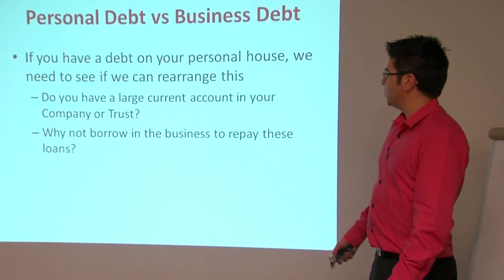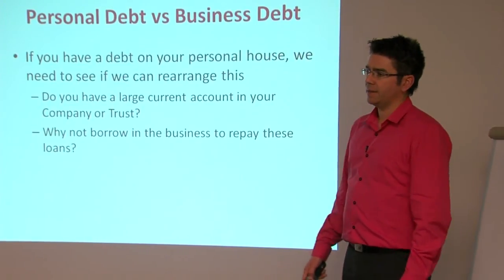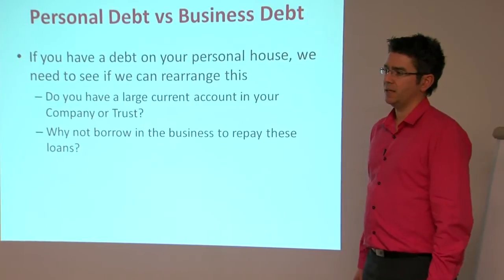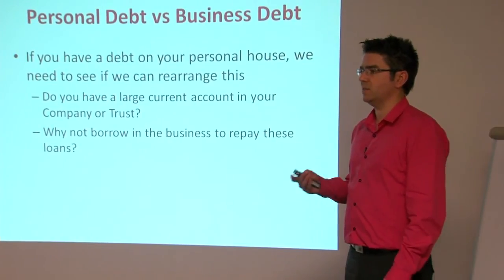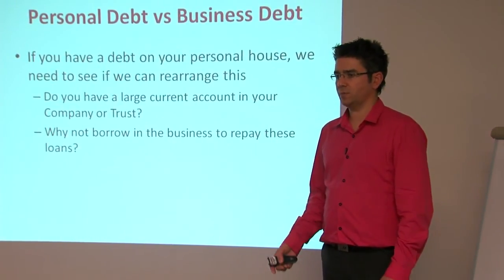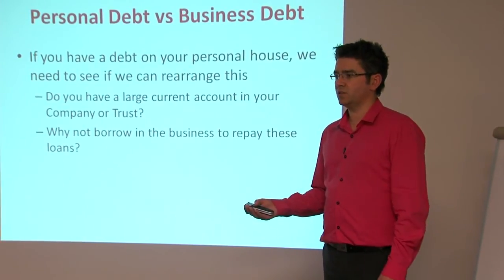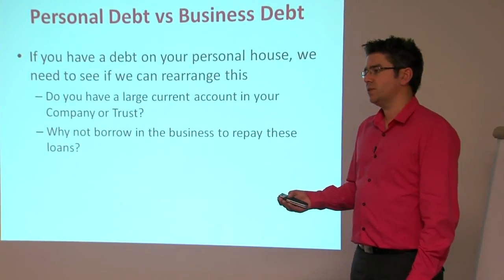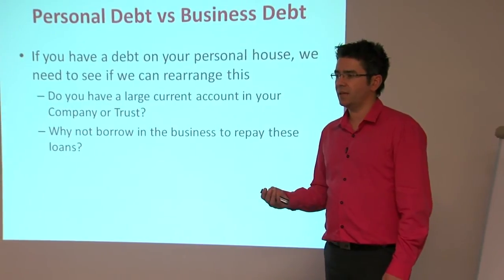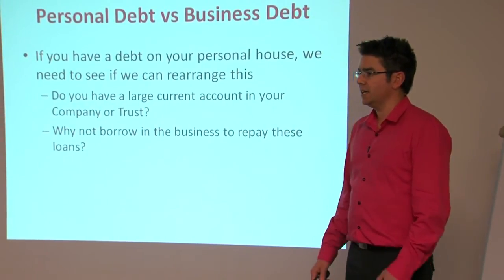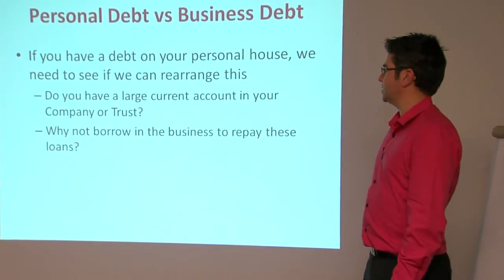So basically we borrow in the business to repay these, which makes sense, and it's just making that interest tax deductible. If you're looking at something like a $100,000 loan at 6%, that's $6,000 interest a year. If you're saving at 33% tax, then that's saving around about $2,000 a year. It's quite a considerable saving for nothing, just on $100,000.